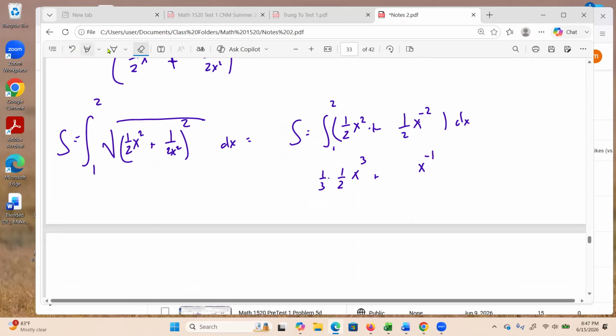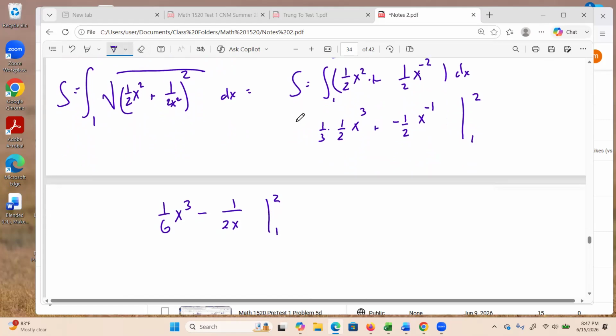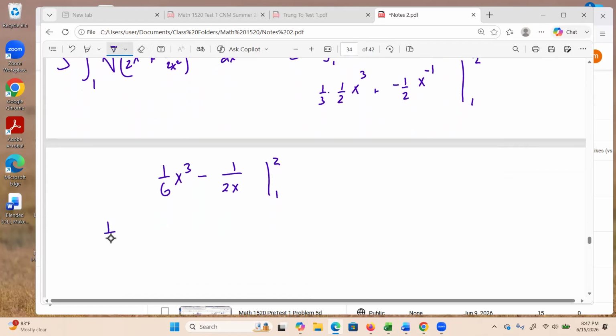Okay. So here we go. We have 1 over 2, but it's going to change to a minus for that one. What are we integrating to? 1 to 2. So here we have 1 over 6x cubed minus 1 over 2x, going from 1 to 2. Plugging this stuff in for getting an answer, that's not going to be too bad. So we're going to have 1 over 6 times 2 cubed, which is 8, minus 1 over 4. Okay. And then we plug in our 1. We have 1 over 6, minus 1 over 2.